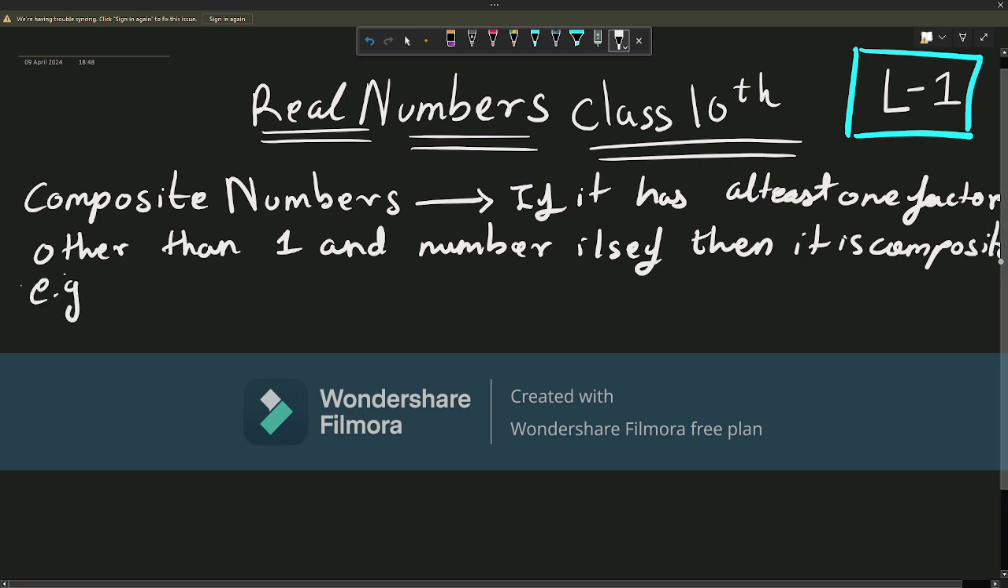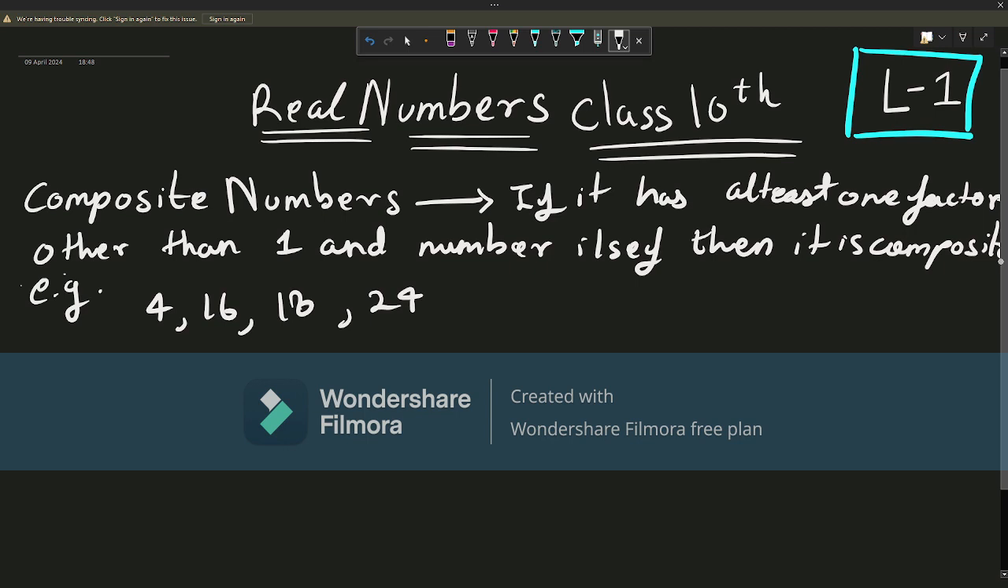Now for example, here we have 4, 16, 18 or 24. Let's see. For 4 there is 1, then 2 and also the number itself, right? For 16 there is 1, 16 also, then 2, 4 and 8, right? Like this there should be more factors. One factor is 1 and another is the number itself. Other than that there should be another number. Even if you have one extra number, then it is compulsorily a composite number.